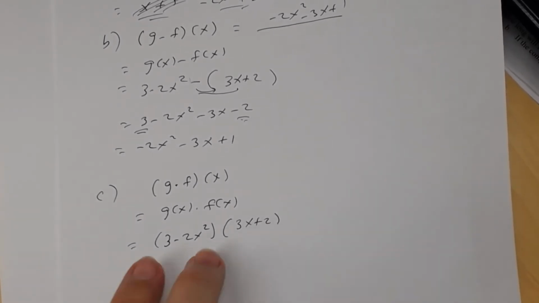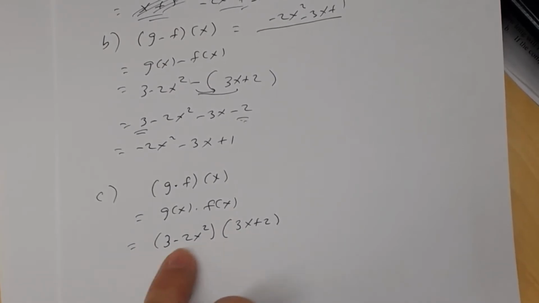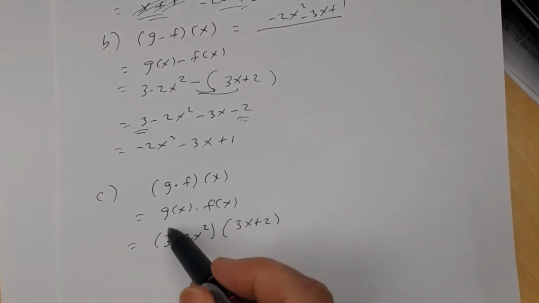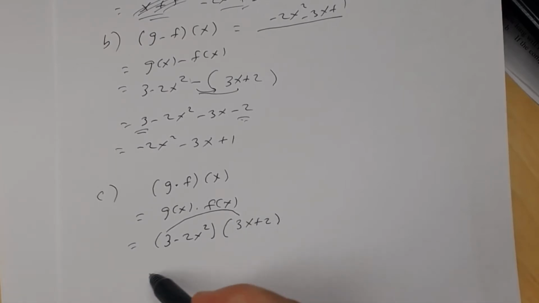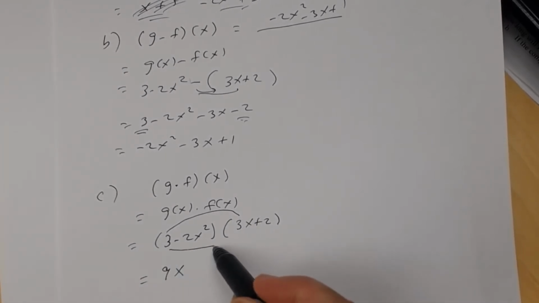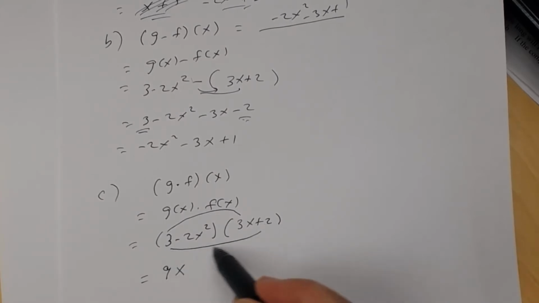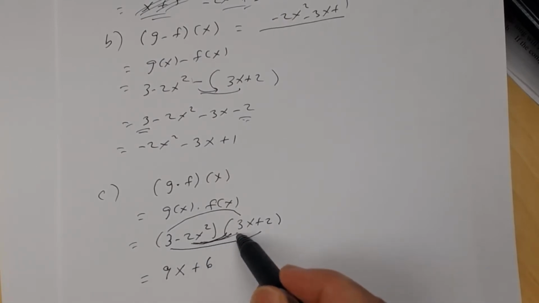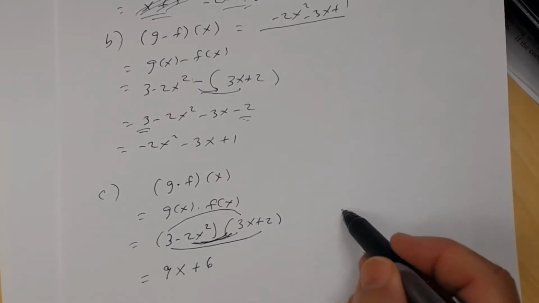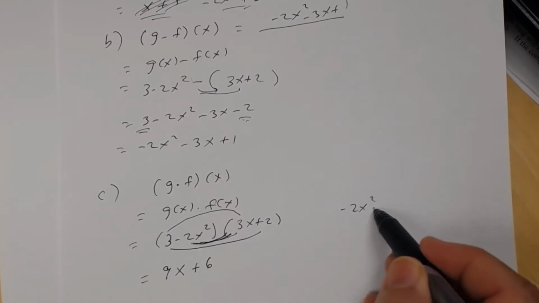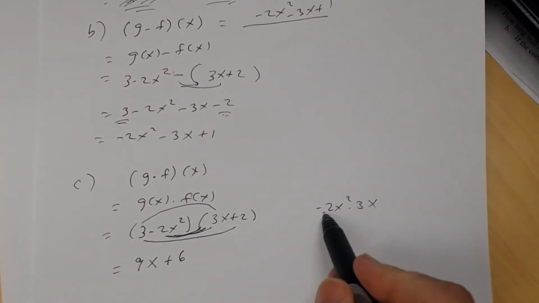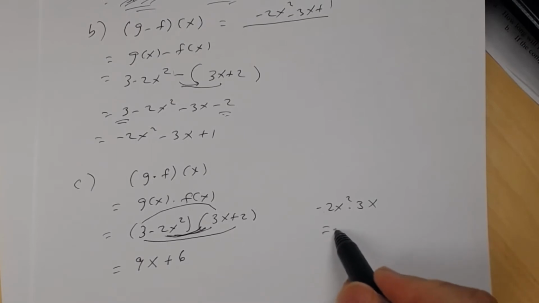And then notice that's a binomial. I'm multiplying them together, so I'm going to use the FOIL method. So 3 times 3x is 9x. The outer, 3 times a positive 2 is a positive 6. The inner, a negative 2x squared times a positive 3x. A negative 2 times a positive 3 is a negative 6.